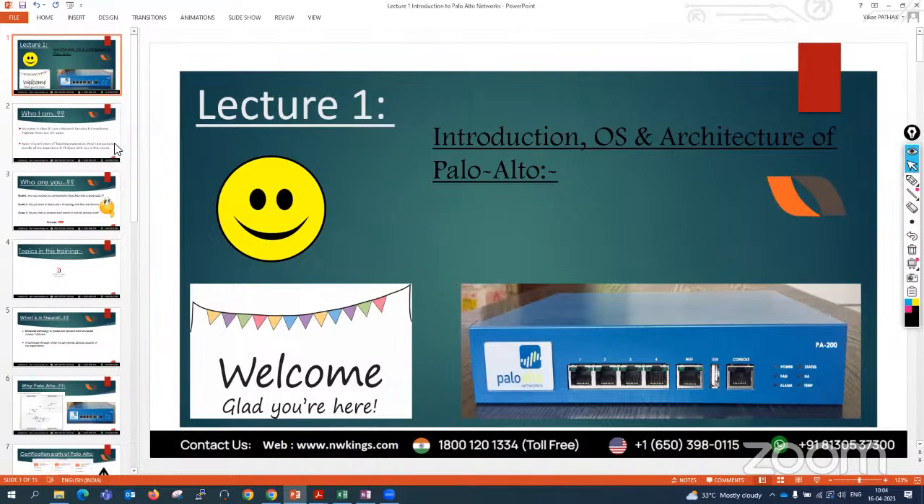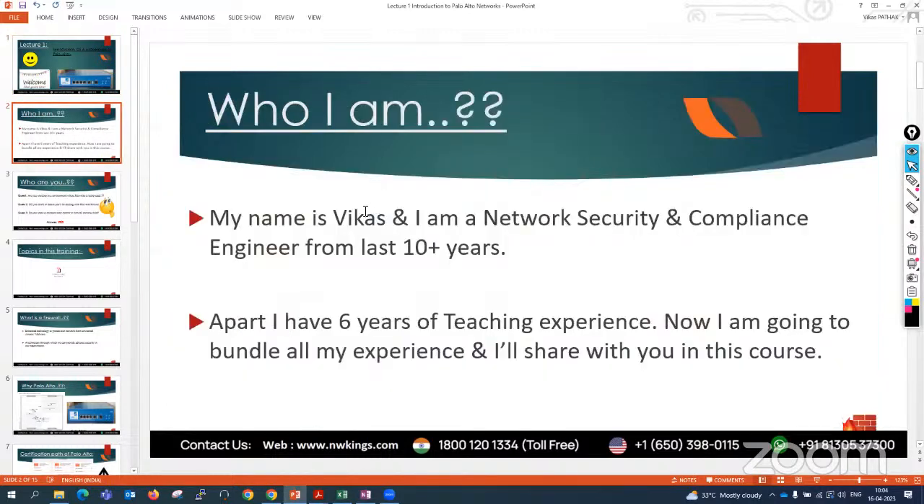This is my introduction, which I have already given: my name is Vikas and I'm working as a network security and compliance engineer for approximately the past 10 years. It's been 6 years that I'm in the industry of teaching, where I'm giving trainings on multiple technologies like Checkpoint, Palo Alto, basically firewalls, proxies, IPS and multiple technologies. I'll be bundling all this experience of mine and trying to train you in such a way that your upcoming interviews will be fruitful for everyone.